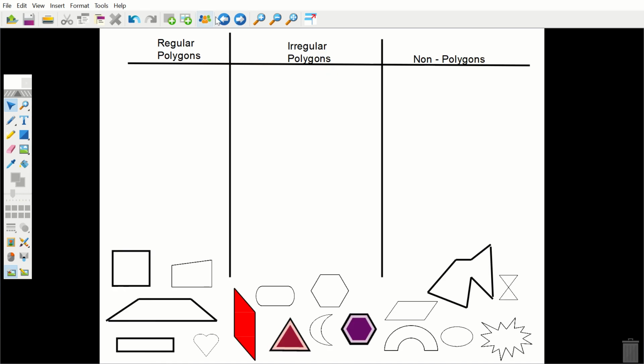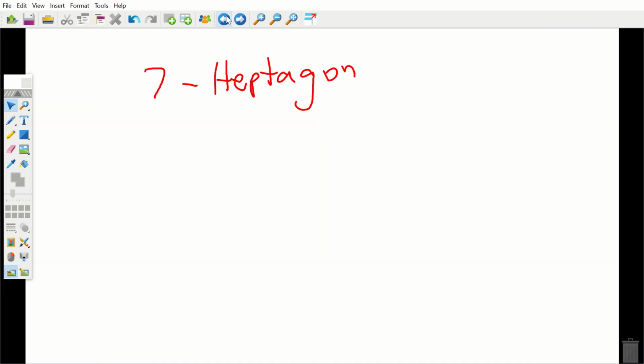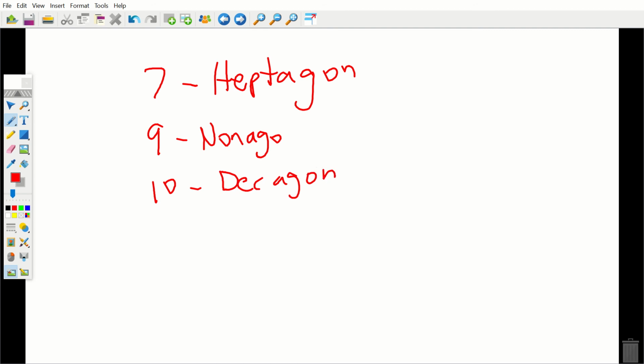We're going to move on to this one right here. I want to tell you guys a couple more polygons that would be good to know. A 9-sided figure is called a nonagon. A 10-sided figure, which you guys should know, is called a decagon. And for fun, a 20-sided figure is called an icosagon.